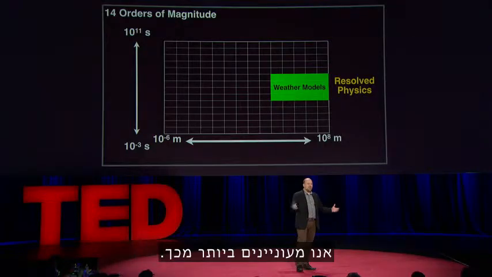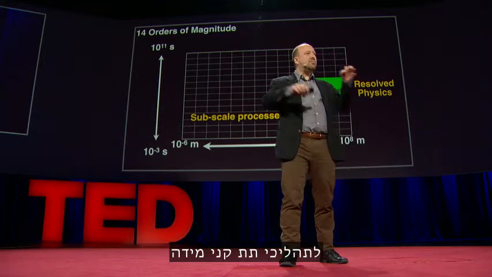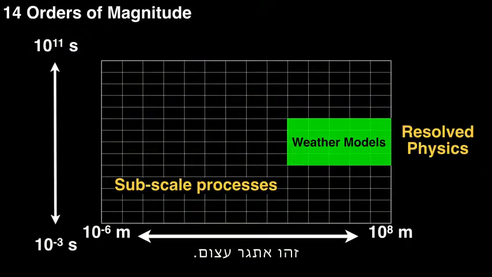We're interested in more than that. We're interested in the climate. That's years, that's millennia. And we need to go to even smaller scales. The stuff that we can't resolve, the sub-scale processes, we need to approximate in some way. That is a huge challenge.